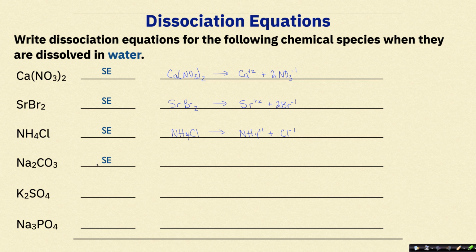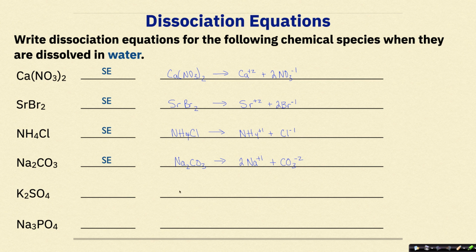Na2CO3 is also a strong electrolyte. So we're going to rewrite this as Na2CO3. We know this is a strong electrolyte because it contains sodium, which is a group 1 metal, and therefore very soluble. The ratio of sodium to carbonate ions here is 2 to 1. So I'm going to write 2Na+1 plus CO3-2. So a 2 to 1 ratio between sodium and carbonate ions.